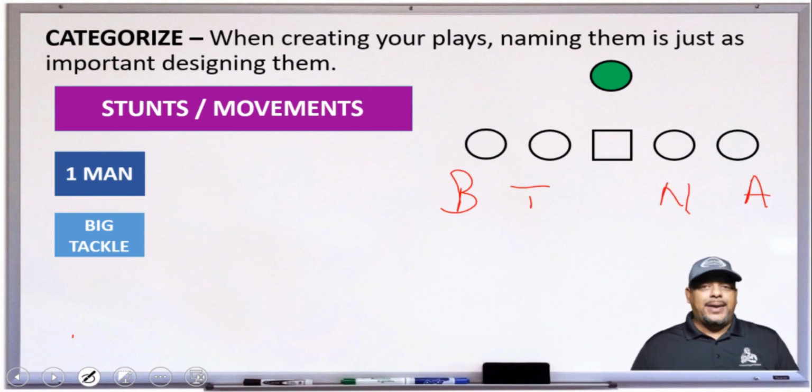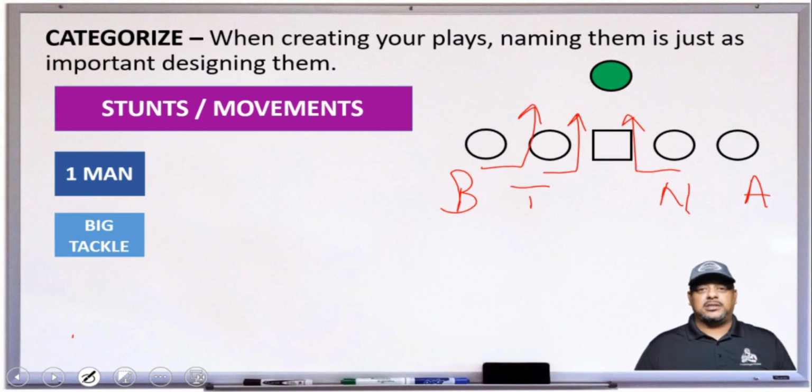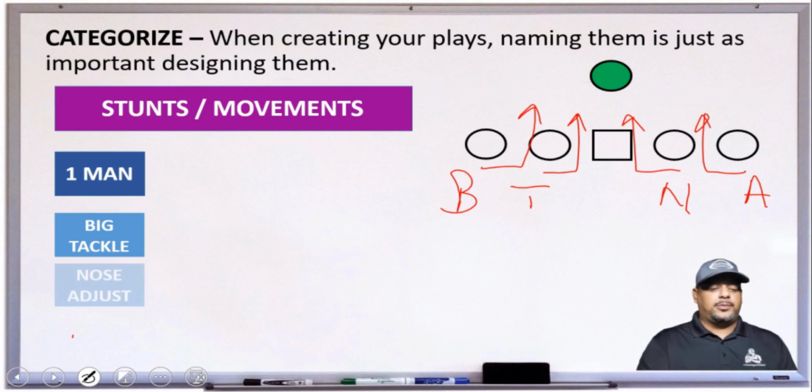If I call big, I just told you he's going to gap exchange into the inside gap. If I call tackle, he's going to gap exchange into the inside gap. If I call nose, he's going to one gap exchange. If I call adjust, one gap exchange. Very simple. Okay? Not a big deal.